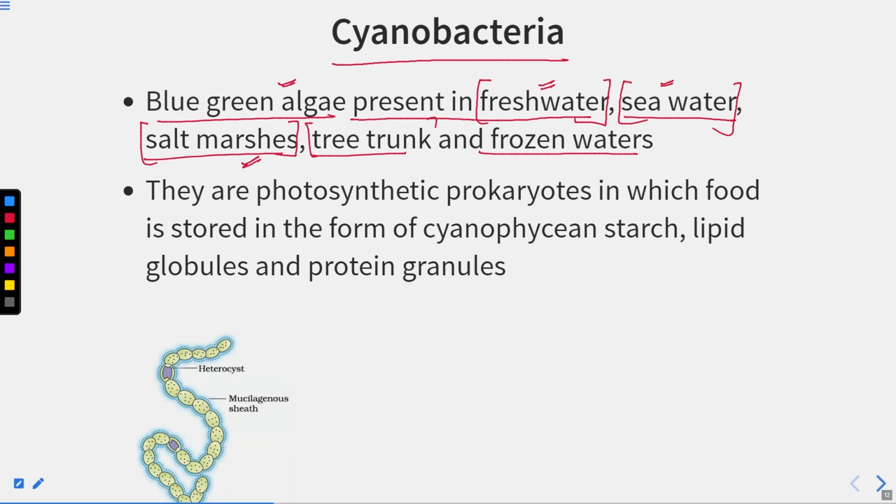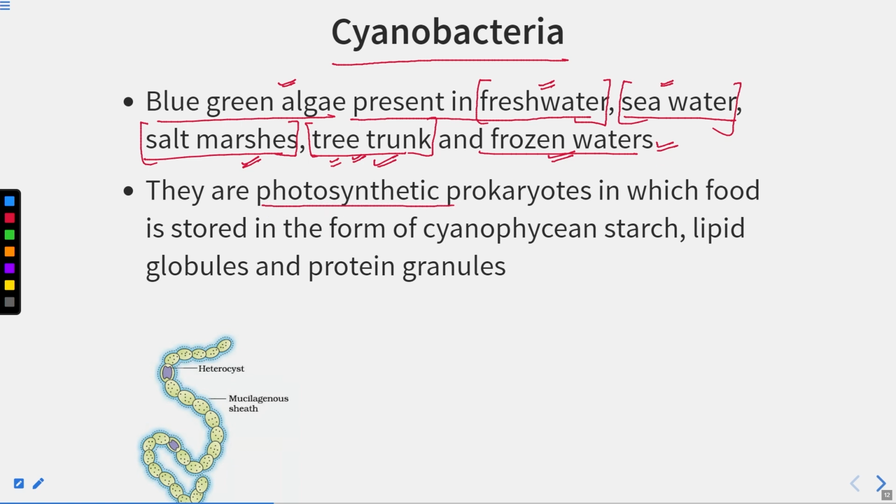They are present on the old wooden bark of tree trunks. Sometimes in hilly regions, they have lots of rainfall, and the tree trunk is quite moist, right? So you can see these cyanobacteria are present at those places also. And in frozen water also, sometimes the water gets frozen, right? And in that frozen water, these cyanobacteria are present. So this is one of the very peculiar things about the cyanobacteria.